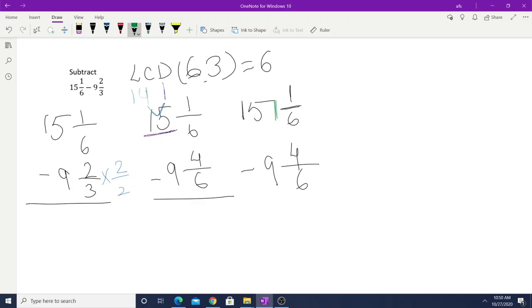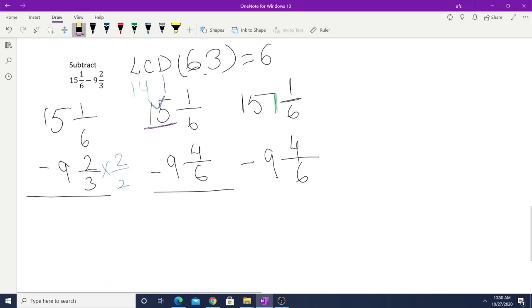Now you must be thinking, whoa, we started off with a simpler mixed number. Oh, I have to apologize. This should have been a 14 rather than a 15. That'll change things. We started off with a mixed number, and we changed it into something a little bit more complicated. But let's focus on what we're doing.